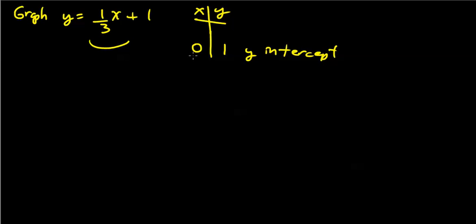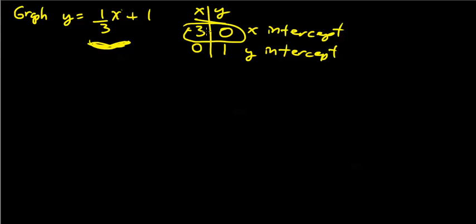When x is 0, the indicated point is the y-intercept. You're going to be intersecting the y-axis at some point. If x is minus 3, well, minus 3 times 1/3 is minus 1, and minus 1 plus 1 is 0. This point is called the x-intercept. If y is 0, then this indicated point is the x-intercept. It's where the line is going to intersect the x-axis. It's minus 3 there.